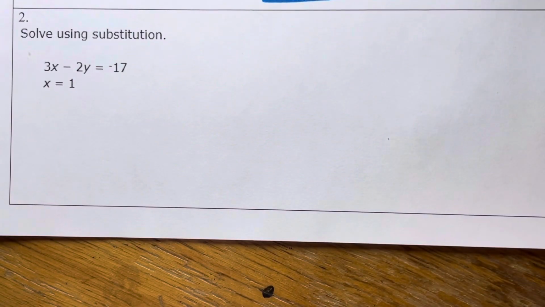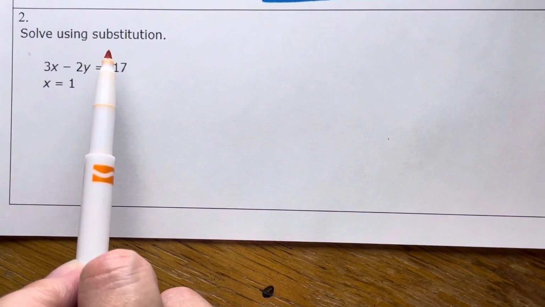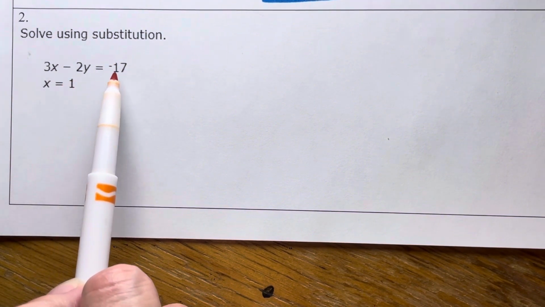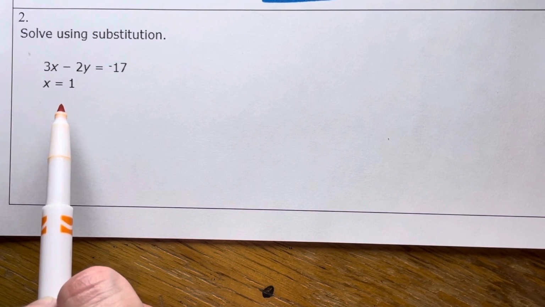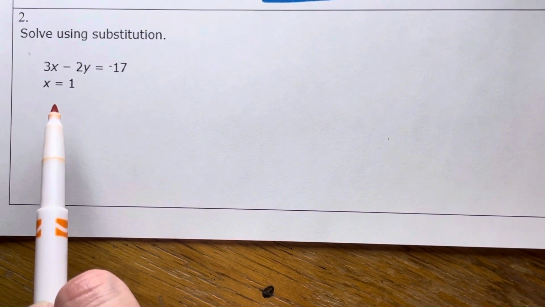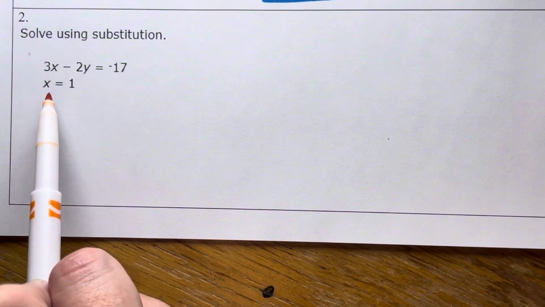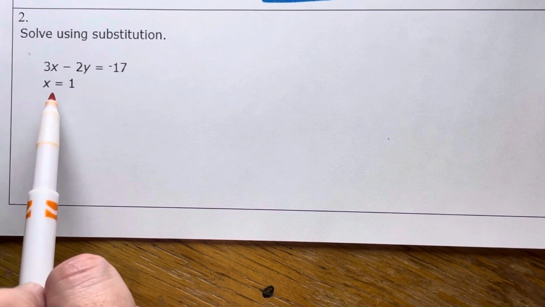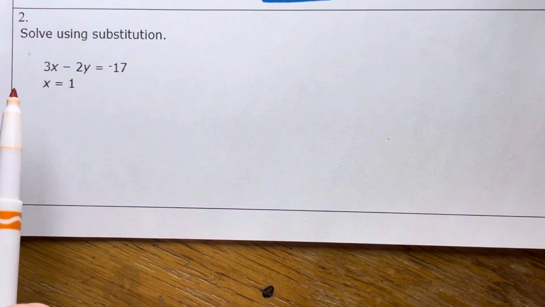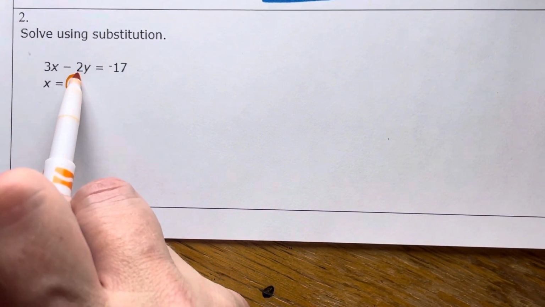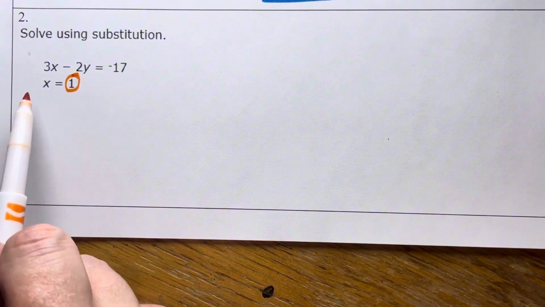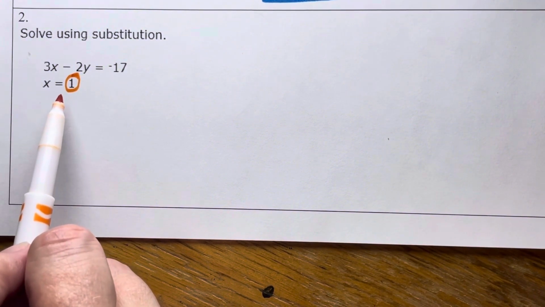Example 2, we're going to solve the system using substitution of 3x minus 2y equals -17 and x equals 1. Let's start solving this system by walking through the steps from the introduction. Step 1 was to determine which equation is solved for a variable, either x equals or y equals. We see again our second equation happens to be solved for x. So we are going to follow the instructions of circling the little equation part from that particular full-sized equation.